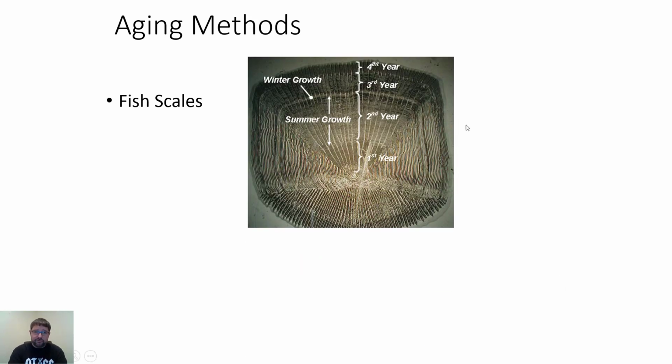So you can age fish using scales. Again, it depends on the fish species. Some species are better than others. You can also age fish by using otoliths. Otoliths are ear bones. Inside the fish's head, they have a labyrinth, and they have 3 otolith bones: the sagittal, the asteriscus, and the lapillus. So they have 3 ear bones.